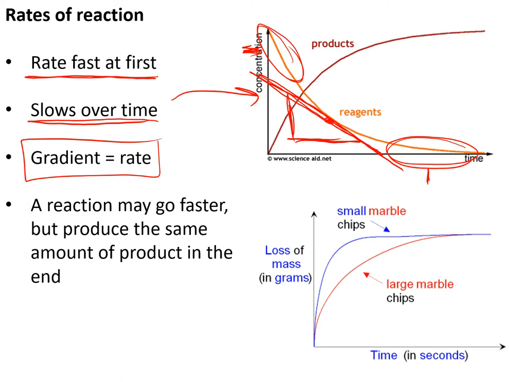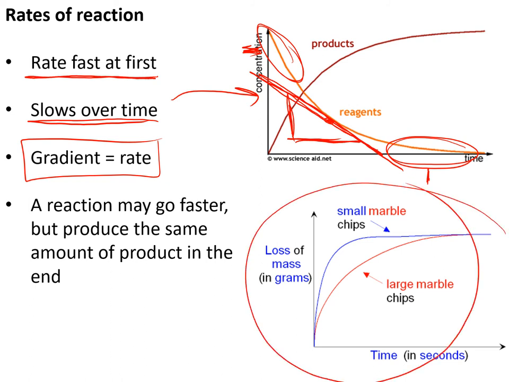Now, it's important to understand the difference between how fast a reaction goes and how much product it makes. So a reaction may go faster than another one, but could produce the same amount of product in the end. So if we look at this graph here, the red line is telling us what happens, or how fast the reaction goes, if we have 5 grams of large marble chips, so large bits of marble. And you see the reaction goes quite slowly, and it gradually levels out.